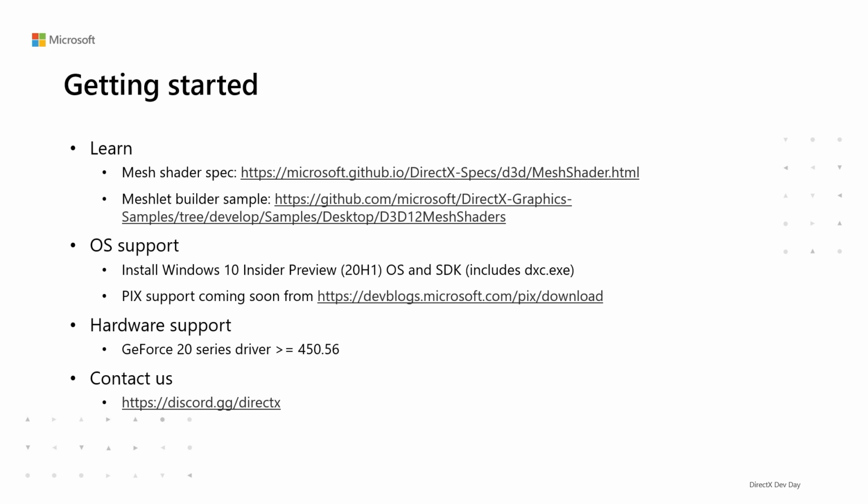To get operating system support for this feature, you need to install the Windows 10 Insider Preview for the 20H1 release of Windows. And you will need to use the matching SDK that comes with that Insider Preview to get access to the headers and libs and the shader compiler DXC that supports mesh shaders. I have the link to download PIX here. That support is coming soon. And for hardware support, this is available on any GeForce 20 series driver, 450.56 and above. So make sure you have the latest driver. And if you want to get in touch with the team, if you have any questions or feedback, this Discord link will show you how to do that.